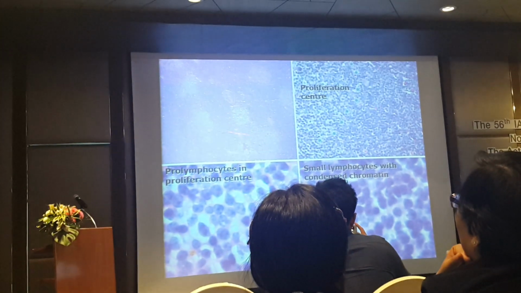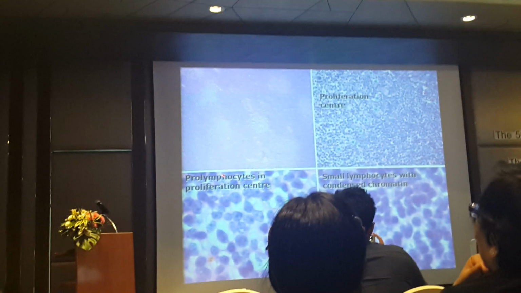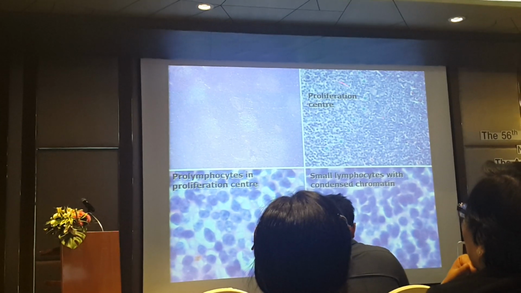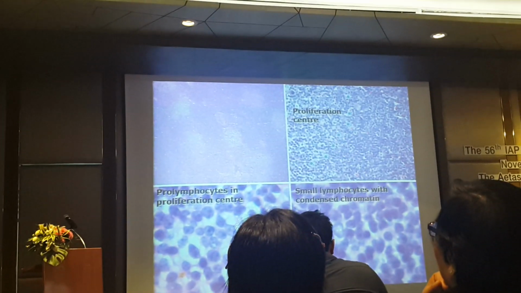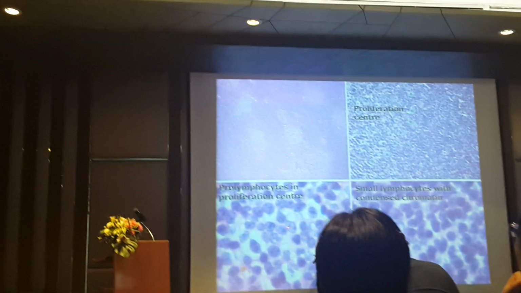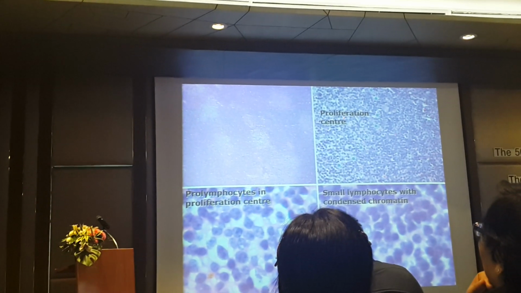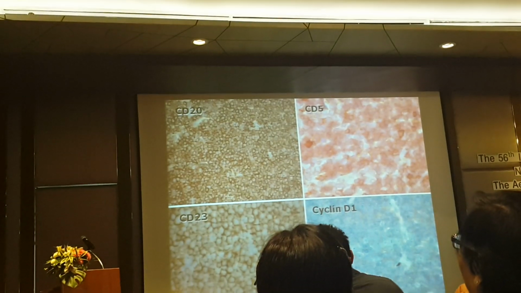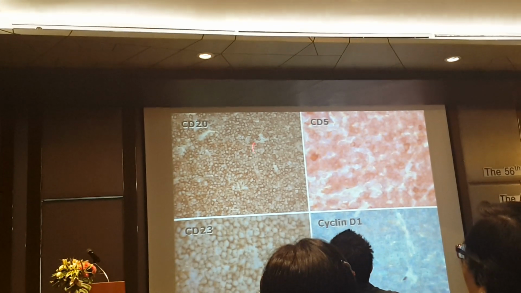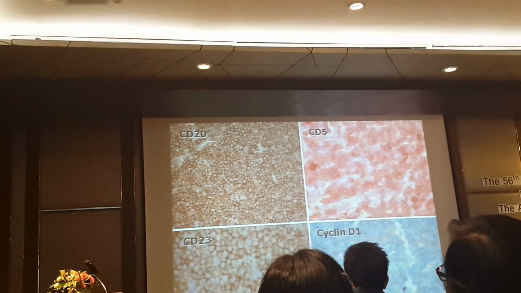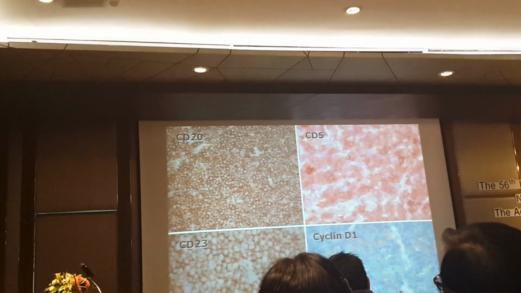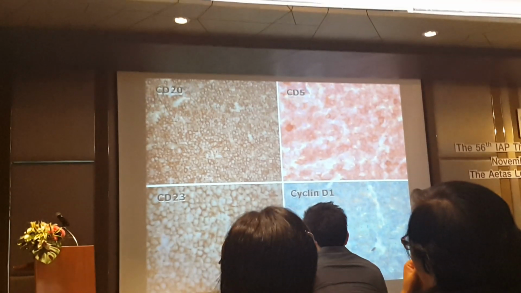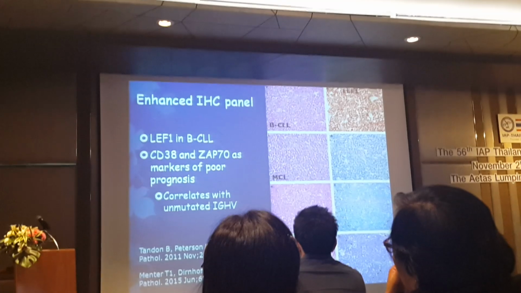You can see in the small lymphocytic lymphoma, these diffuse infiltrating lymphocytes with pale proliferation centers, which are composed of pro-lymphocytes with more conspicuous nuclei. And immunophenotype, again, we all know CD20 is positive, and this is a B-cell lymphoma that shows aberrant CD5 expression, positive for CD23 and negative for cyclin D1.